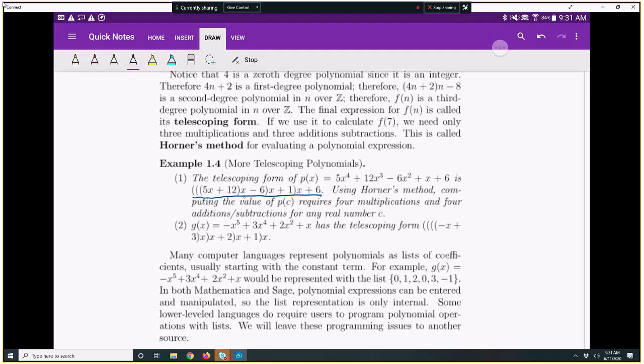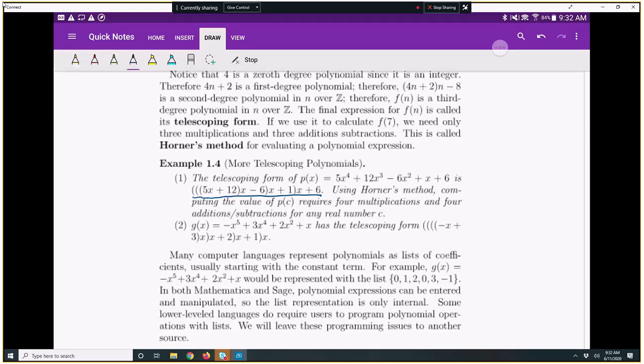Then we'll subtract 6, and that's inside another set of parentheses. Whatever the result of that is, we're going to multiply it by another x, and then add 1. So you see we have a third set of parentheses. Once we find the result of that process, we'll multiply everything by x and add 6. So this is called Horner's method.